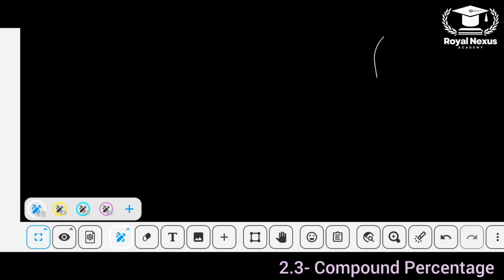In this video, we will be covering the concept of compound percentage. So basically, compound percentages is when you are increasing or decreasing a number by a certain percentage. So what does that mean? It means that, for example, if the number is 300 and I say increase this number by 10%, so what will you do?